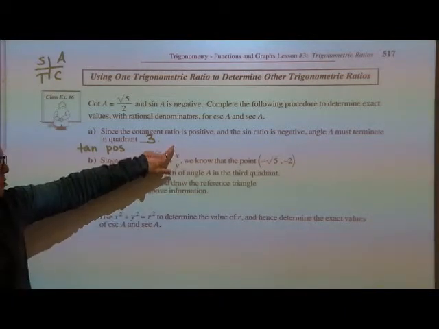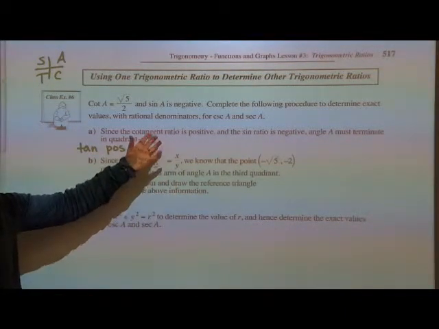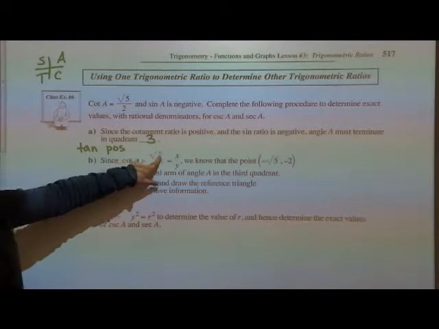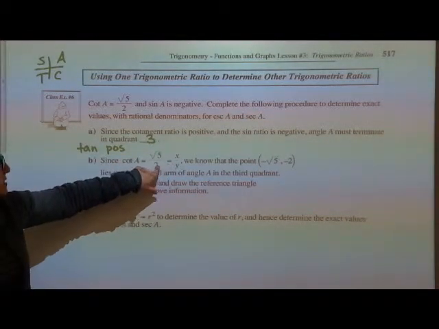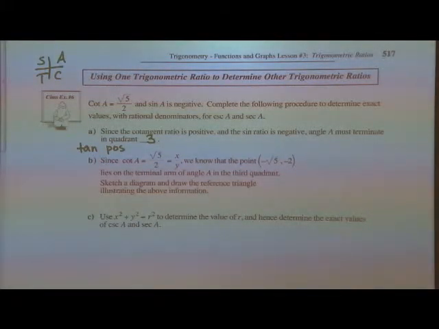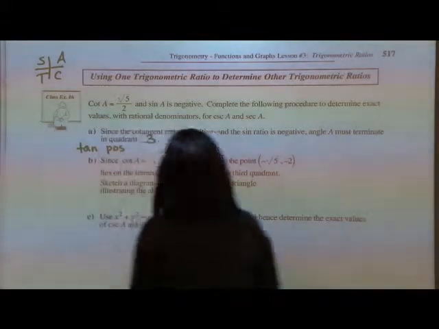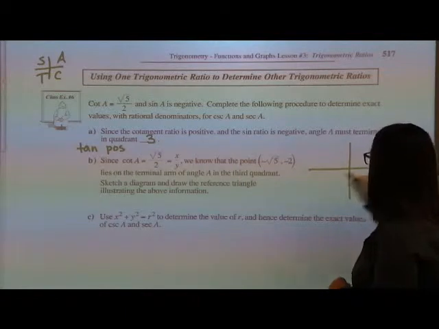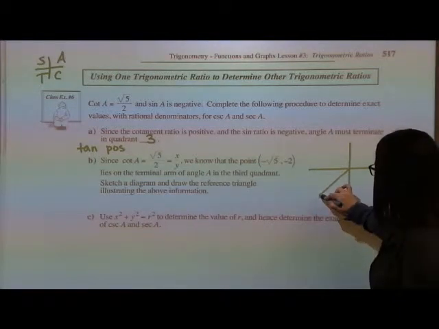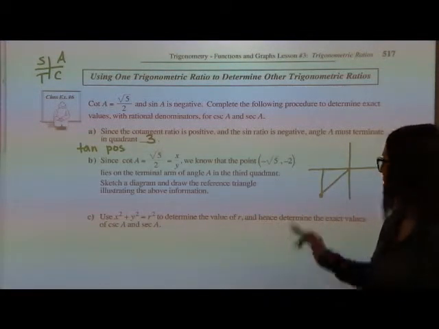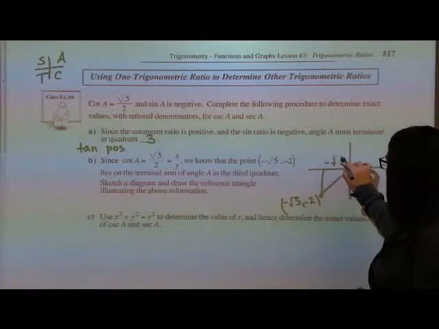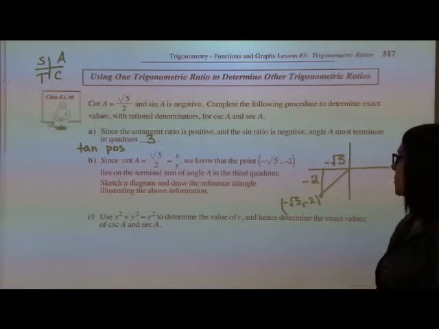Cotangent is the ratio x over y. It's the reciprocal of tangent. Which means if I have root 5 over 2, root 5 would be x, and 2 would be y. In quadrant 3, both of these values would have to be negative. So if I draw this out, this point is in quadrant 3, and my reference triangle would look like this. This point is negative root 5 and negative 2. So negative root 5 is my x, negative 2 is my y.